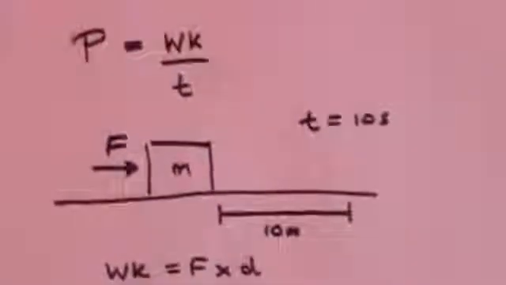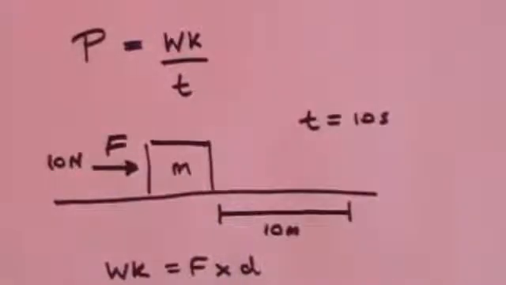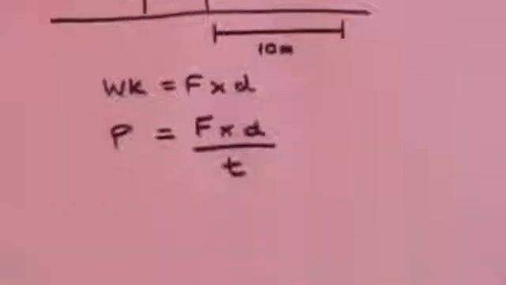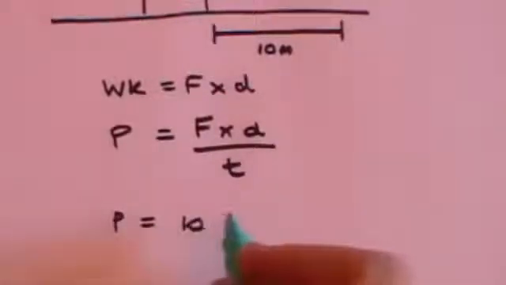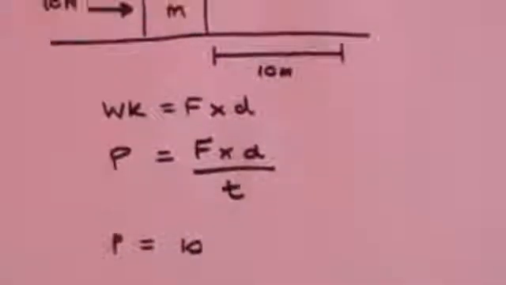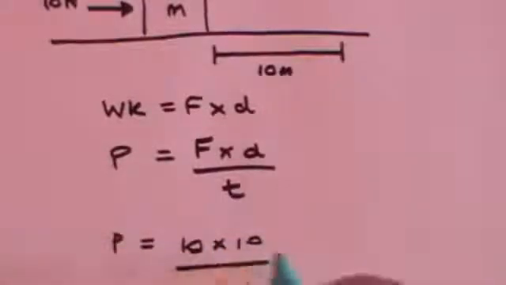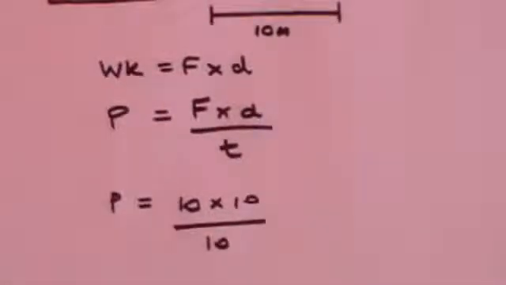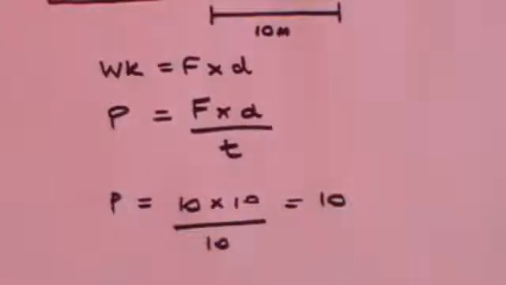Let's suppose that the force that we apply is 10 newtons. Then the power is going to be equal to the force, which is 10 newtons, times the distance, which of course was 10 meters, divided by the time, which was 10 seconds. And that is going to give you 10. Well, 10 what? And that's rather intriguing because that's exactly what it is.